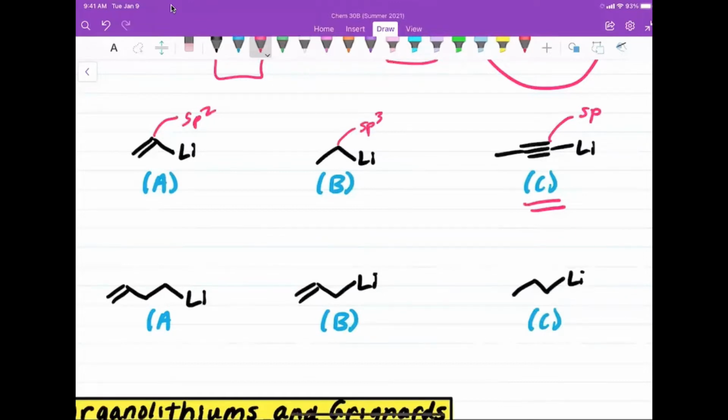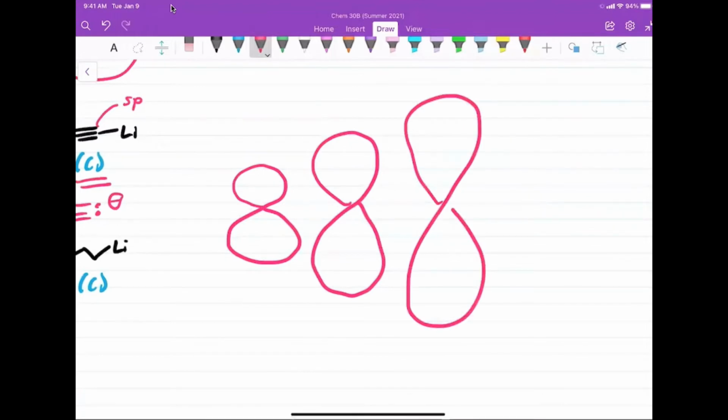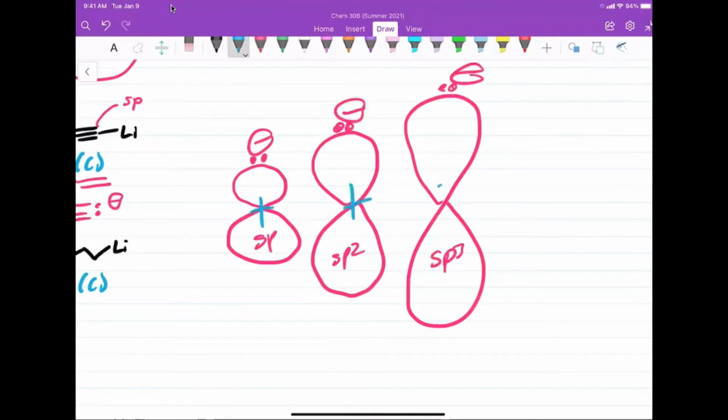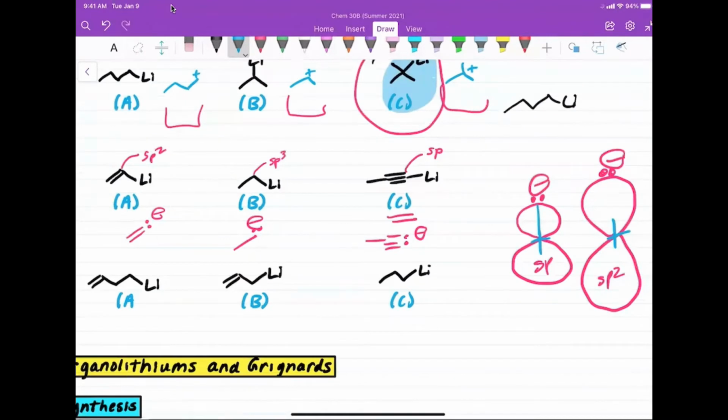Right? So if you imagine these as carbanions, which would look like this, this, and this, and then you remember what the different hybrid orbitals look like. We've got sp, sp2, sp3. We have an anion here, or an anion here, or an anion here. The one that's going to be most stabilized is the one that's much closer to the nucleus. The one that's least stabilized is going to be the one that's farthest from the nucleus. So the sp3 hybridized one, which is B, this is going to be the most reactive.